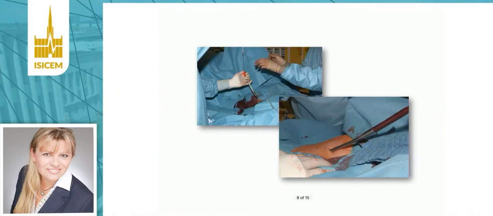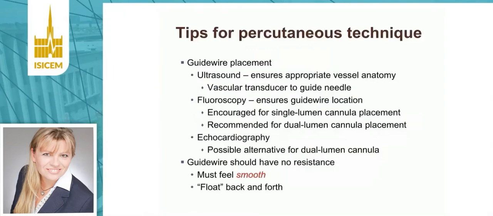My tips for the percutaneous technique: the most important is that guide wire placement can be performed via ultrasound. It ensures appropriate vessel anatomy, with a vascular transducer to guide the needle. There is a possibility to use fluoroscopy. It also ensures guide wire location, and it's recommended for dual lumen cannula placement. In some centers echo is also used for dual lumen cannula placement, and it's a possible alternative. The guide wire should have no resistance and must feel smooth and float back and forth.